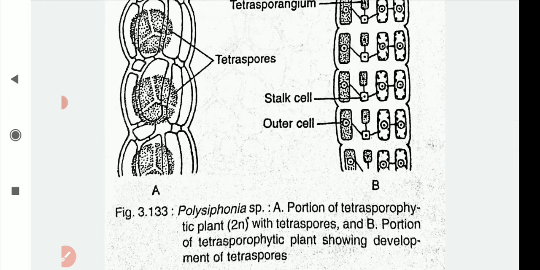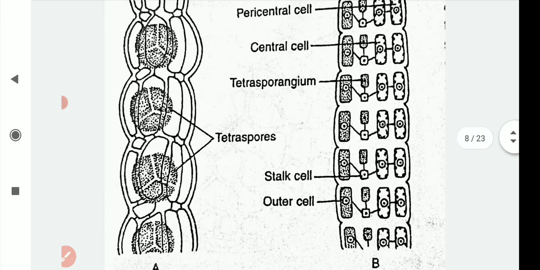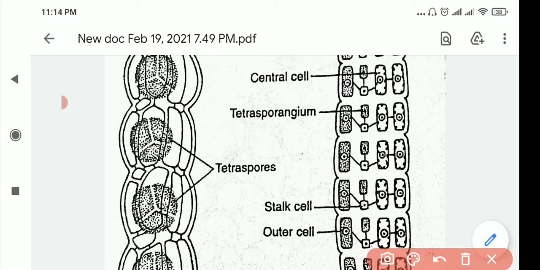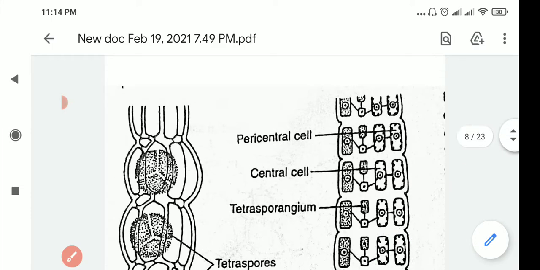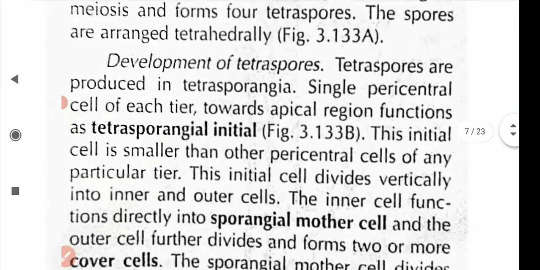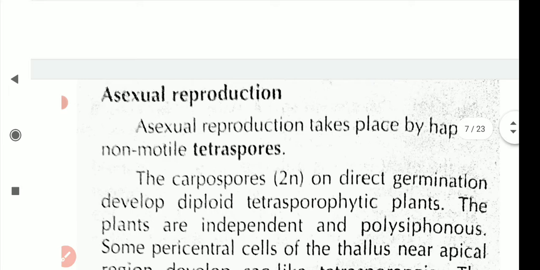The figure shows a portion of the tetrasporophytic plant with tetraspores. Remember the stalk cell, the initial cell, the steps that I had drawn for you, that is what they are showing here. This is the stalk cell, then the outer cell. They are showing the inner cell and outer cell, how they divide to finally form the tetraspore. So I think the asexual reproduction part is clear enough. Then we can go to the next.